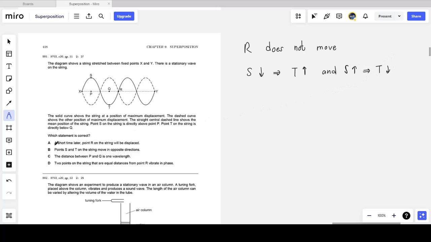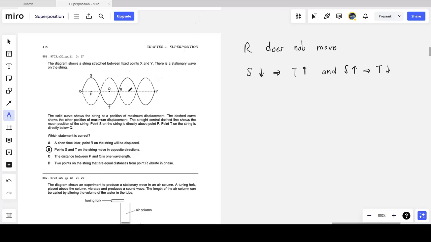And so actually what we can see immediately is that this is correct. We don't even have to read the next two statements because that is correct. Always good to read the next two statements though to make sure that you haven't missed something. C says the distance between P and Q is one wavelength. They can't trick us. We know that's not true. P and Q are half a wavelength apart. So that's not true. And lastly, D says 2 points in the string that are equal distances from R vibrate in phase. Also, that's not true.